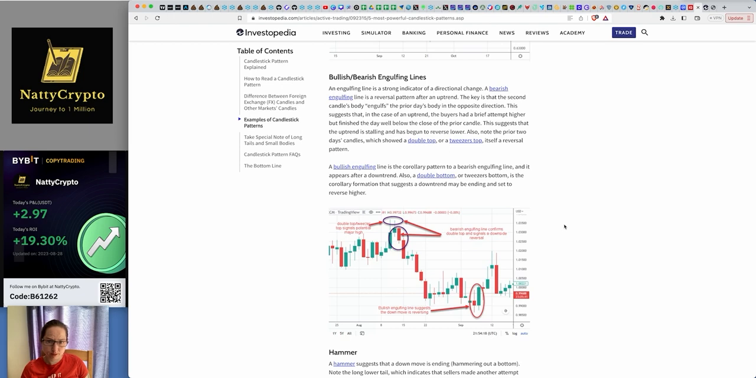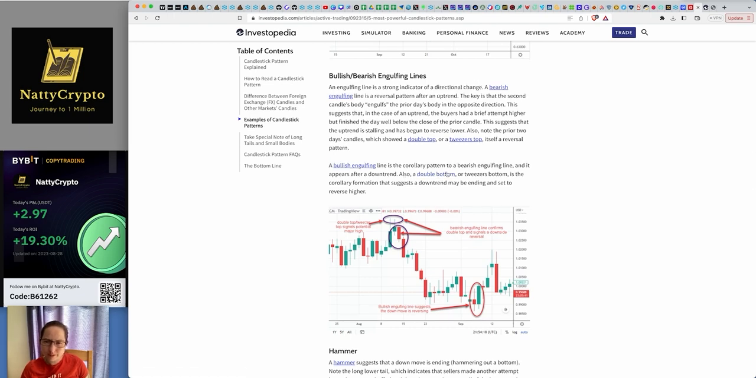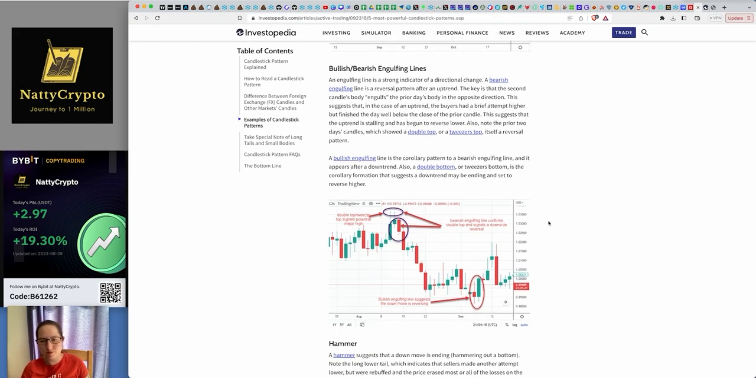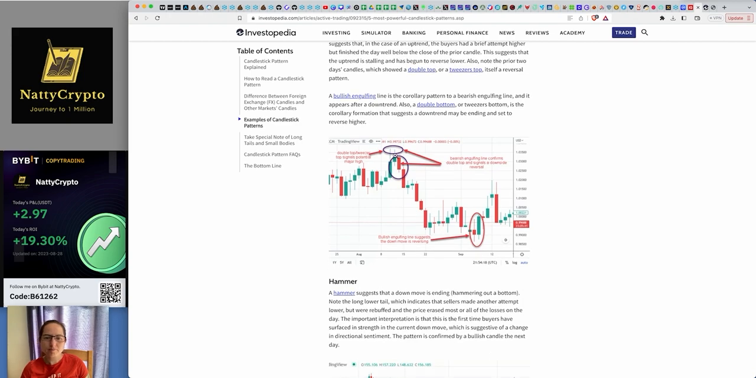So a bullish engulfing line is the corollary pattern to a bearish engulfing line, and it appears after a downtrend. Also a double bottom or tweezers bottom is the corollary formation that suggests a downward trend may be ending and set to reverse higher. So pretty much looking at all these wicks, looking at the body of the candles, like I said, there's your reversal. Does that make any sense?